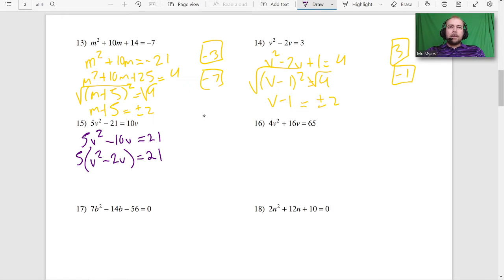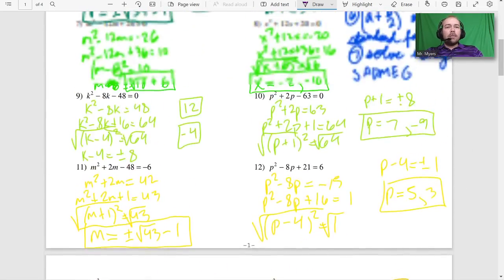And now I'm here. Okay? So I took out 5, factored out 5. I divided by 5. So that's why v squared is by itself. 5 over 5 is 1, so it's 1v squared. And then negative 10, or minus 10, divided by 5 is minus 2, or negative 2. Okay, that was step 2. Now we move on to step 3.